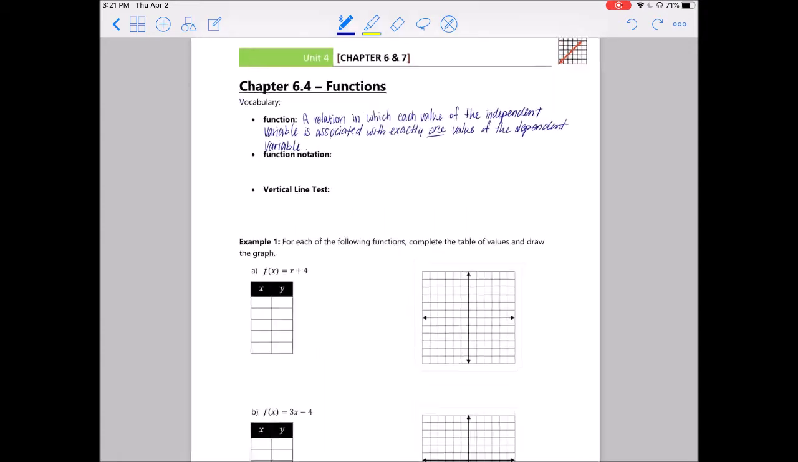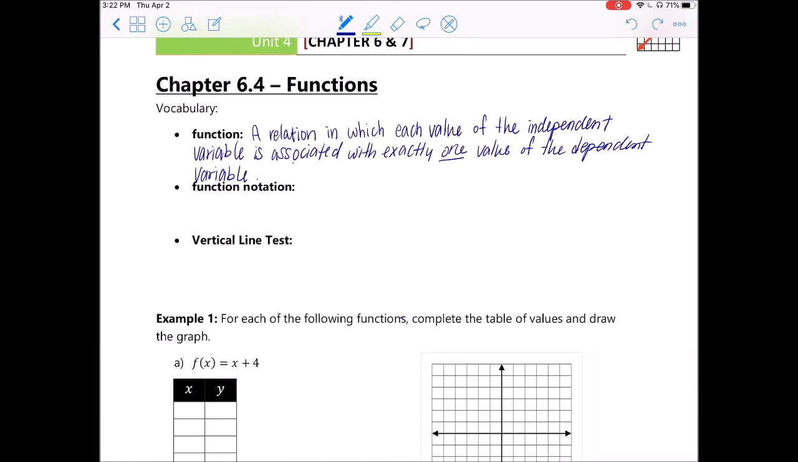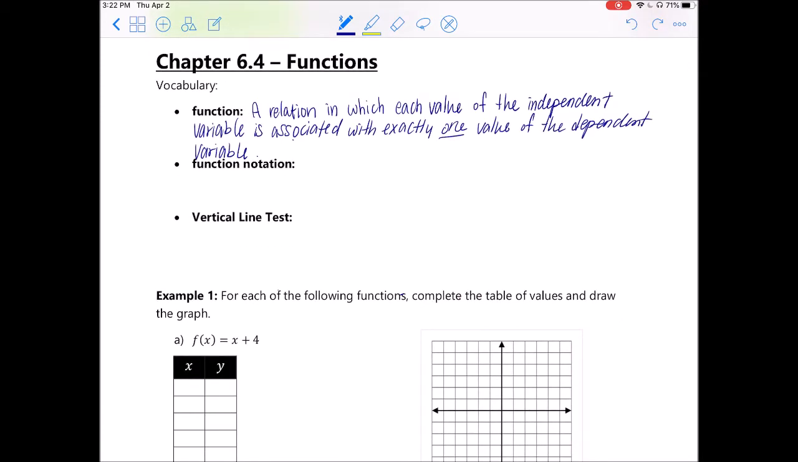A function is a relation in which each value of the independent variable is associated with exactly one value of the dependent variable. What we mean by that is that one given x value must only give us one y value. If we input one x value but it gives us two y values, then it's not a function.